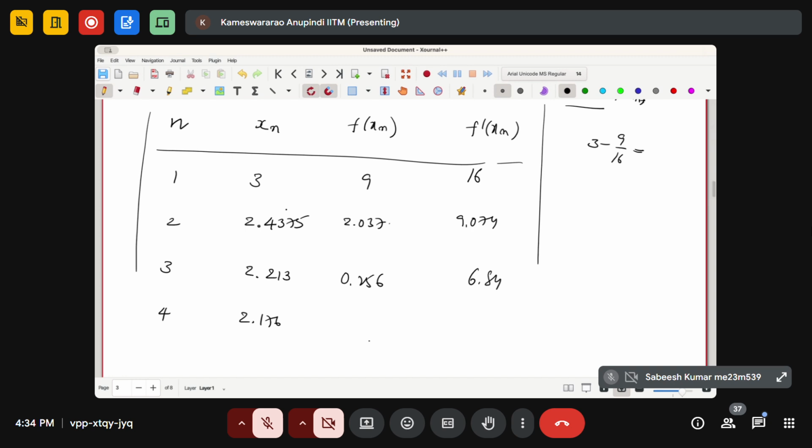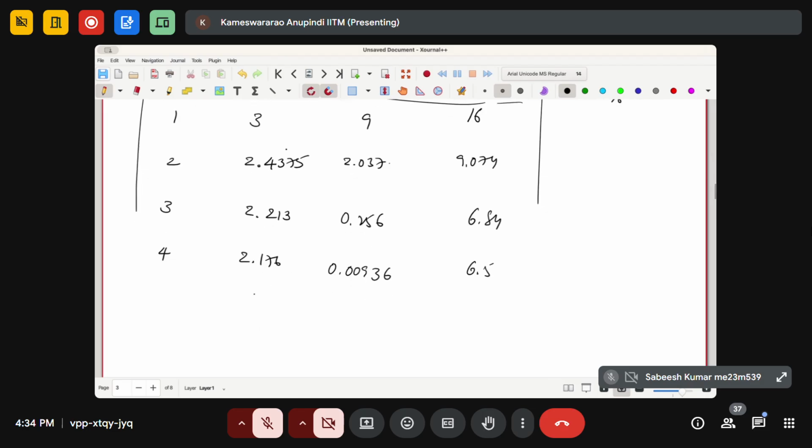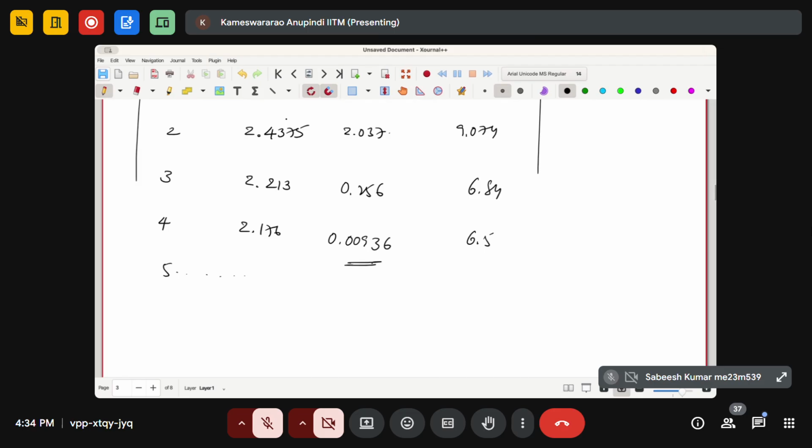That's going to give me 0.00936. You can see that f(xn) is already very small. F prime xn is 6.5. And then we can repeat the process. So you can repeat the process if you want. Essentially you can see that f of xn is already almost 0. After you do several iterations, the solution will come out to be 2.17455. I have solved it before.